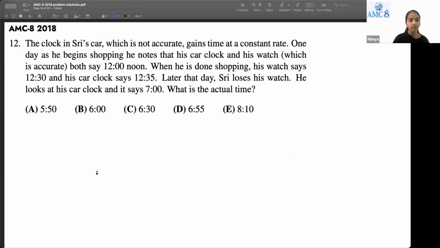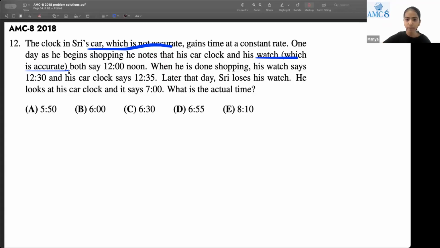Problem number 12. The clock in Sri's car, which is not accurate, gains time at a constant rate. One day, as he began shopping, he noticed that his car clock and his watch, which is accurate, both say 12 o'clock. So his car is not accurate, and his watch is accurate, but both of them are accurate so far.